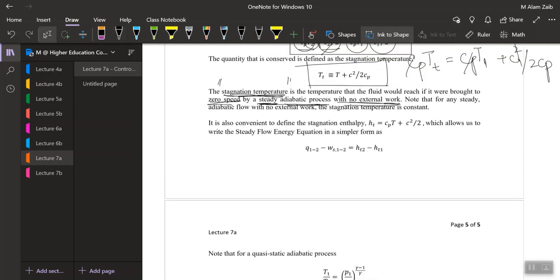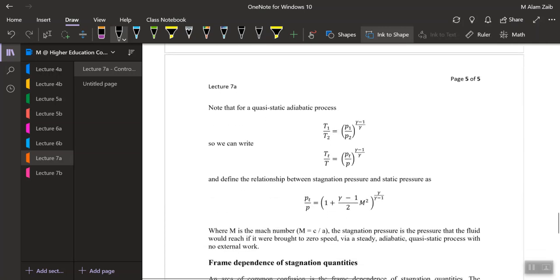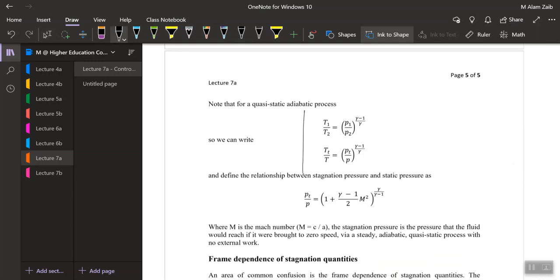So it is convenient to define the stagnation enthalpy as well, and stagnation enthalpy would be equal to this one from the above equation. And if you write the steady flow energy equation in terms of stagnation enthalpy, you can write it like this as well. For the quasi-static adiabatic process, you have already done this in your term exam. You have derived these equations. For the stagnation pressure, you can derive this equation.